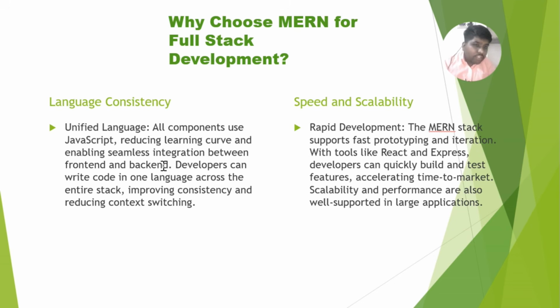We discussed full stack development, front-end and back-end technologies, API servers, and the MERN stack components and architecture. What is MERN? MongoDB, which is a NoSQL type of database, and the next one is React, which is the front-end framework, and Node.js and Express.js are for back-end and API handling technologies. I also discussed why to choose MERN for full stack development.